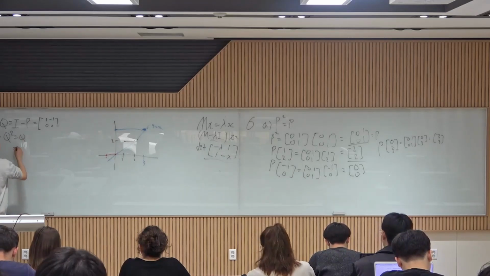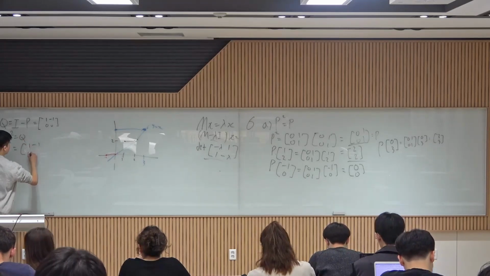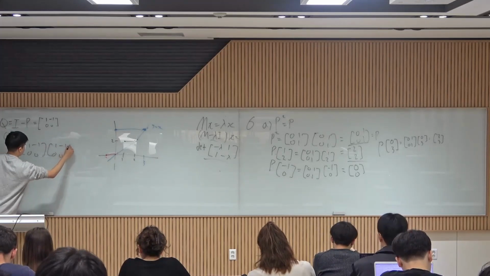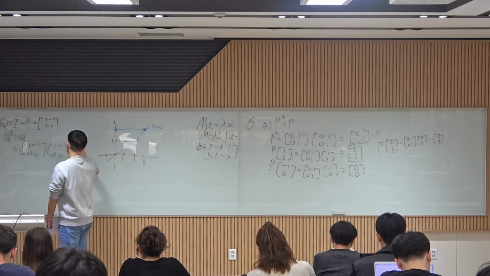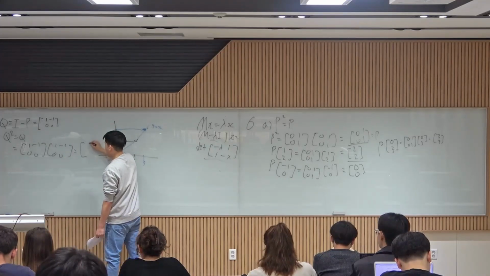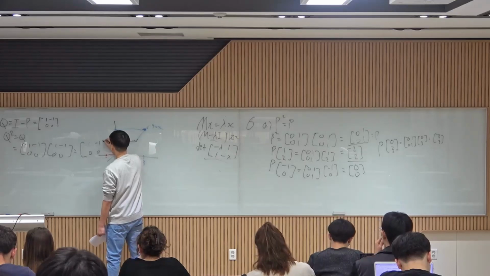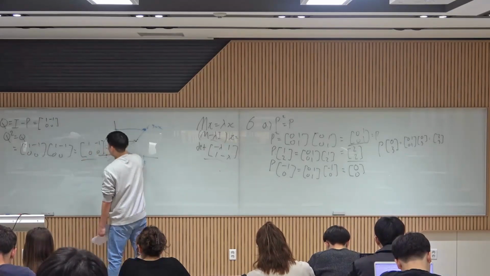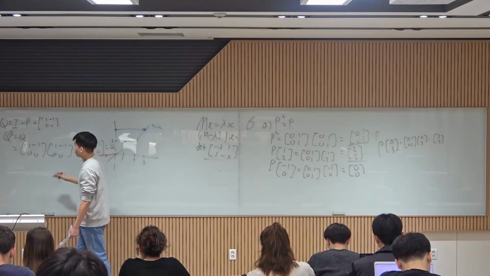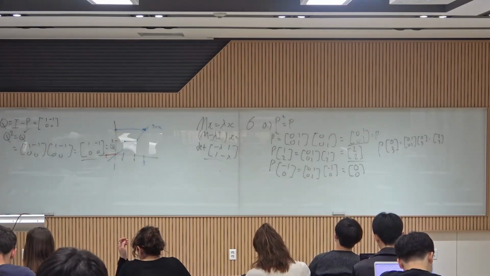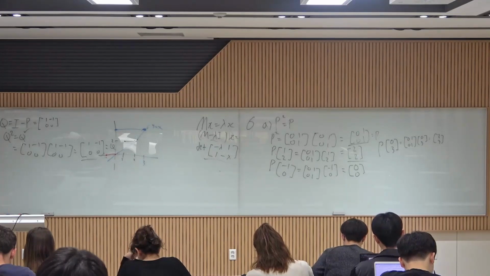So simple, right? [1, -1; 0, 0] times [1, -1; 0, 0]. This gives us [1, -1; 0, 0], okay? So this satisfies the equation Q squared equals Q. So now we find out that Q is a projection.